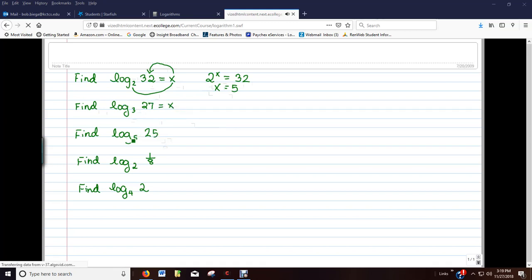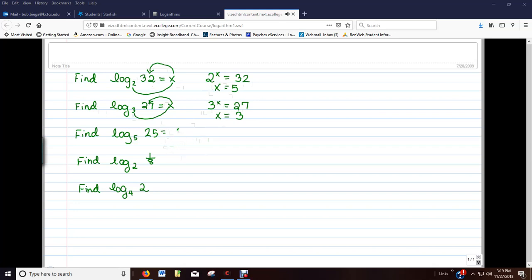Alright, let's do the same thing with this next one. Let's rewrite it using the circular pattern. 3 to the x equals 27. Well, 3 squared is 9, and 3 to the third is 27. So we need 3 to the third. X needs to be a 3.